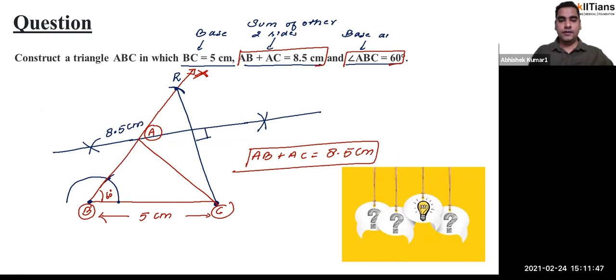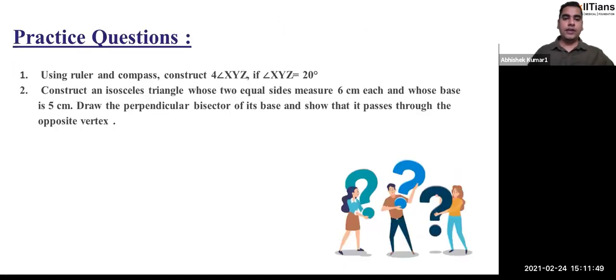Clear? All right. So here we have two questions based on the concepts that you have to practice as homework, guys. In the first, you have to use ruler and compass. You have to construct 4 times XYZ, and if XYZ is provided to you equal to 20 degree, then you have to draw 4 times XYZ. Let's see how you draw it.